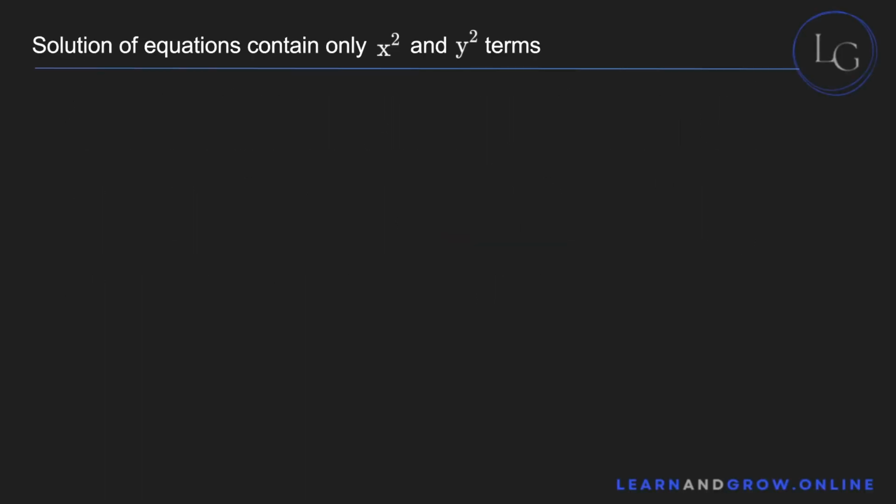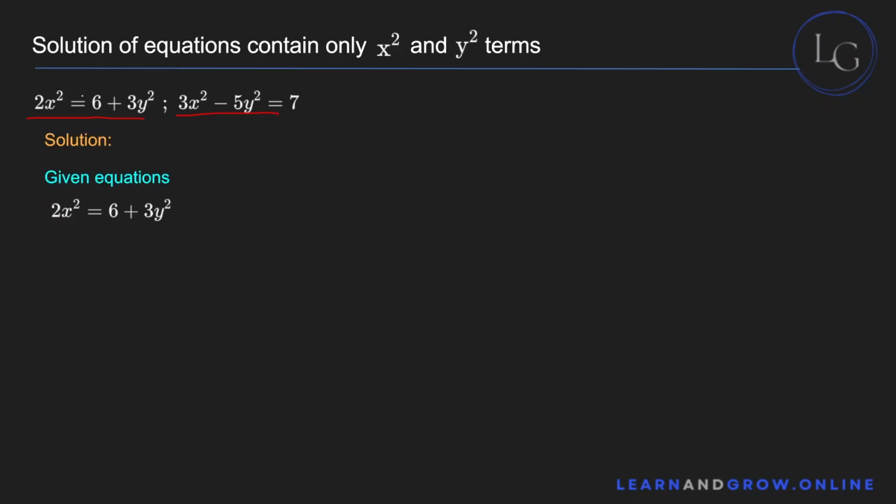Now we'll find a solution of a system of equations containing only x square and y square terms. So you have this equation and this equation. Now basically what you'll have to do is, you see this first equation over here, you'll have to put the x square and y square terms on the left hand side and the constant, which is the 6, on the right hand side. So basically this becomes 2x square minus 3y square is equal to 6. This is your first equation, equation number 1, and the second equation is already given in its correct format, so this is equation number 2.